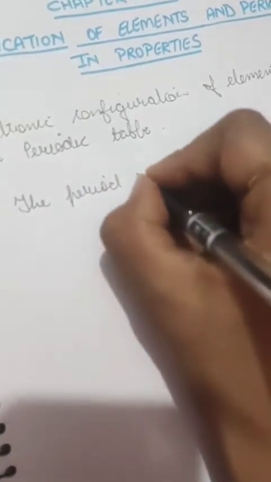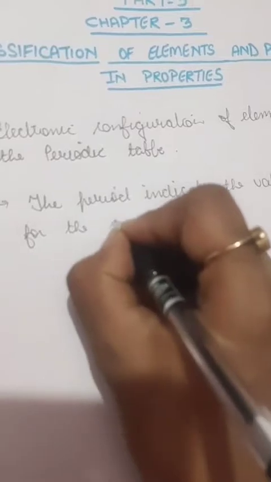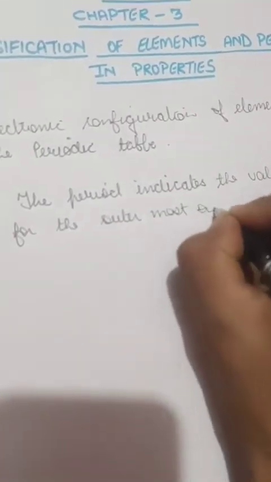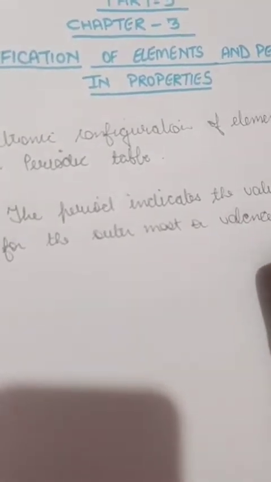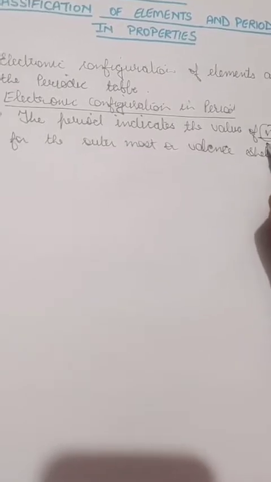So the period indicates the value of n. Here, if you remember, n is the principal quantum number, so the period represents the value of n for the outermost or valence shell. So this is about the electronic configuration in a period. The period indicates the value of n, and n is the principal quantum number.